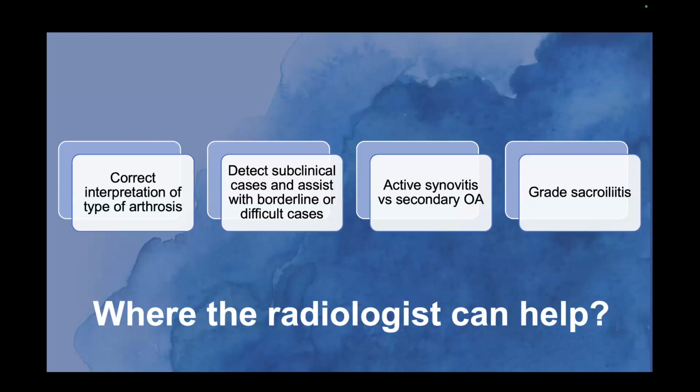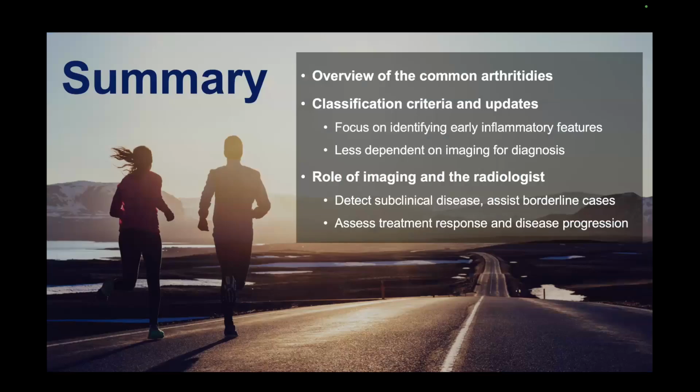The other sites where we can help are in cases of known disease, looking for active inflammation. So in a patient who has known active spondyloarthropathy or sacroiliitis or inflammatory arthropathy, which joints are particularly involved, versus is there underlying advanced arthrosis or secondary OA. And we can also help to grade our sacroiliitis so that our rheumatologists can access medications easier for their patients.